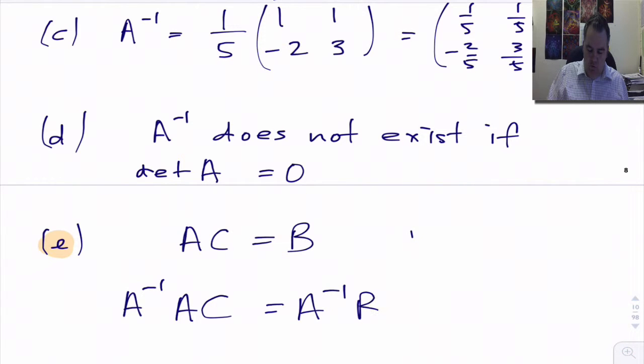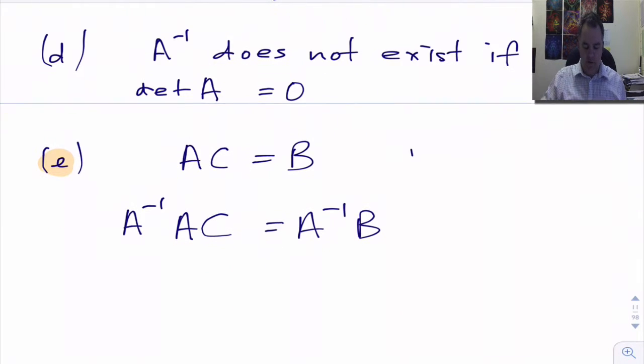And notice the order is really important here. If we put A to the minus 1 at the front of both sides, it needs to be at the front on both sides, not at the front on one side and at the end on the other, because the inverse of A times B and B times the inverse of A are two different matrices. So we've got to get the order correct here.